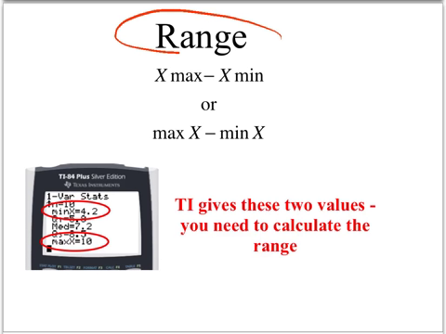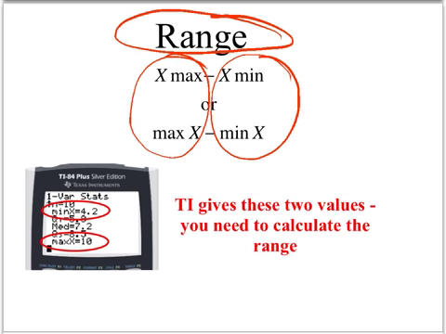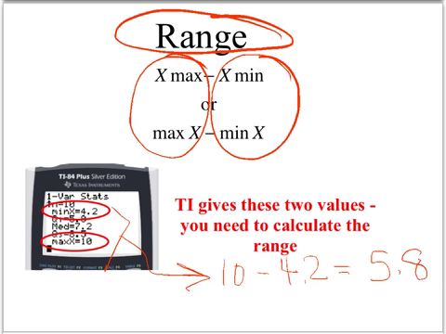So the range is one measure, as mentioned before, of the variation or amount of spread in a data set. You calculate the range by simply taking the largest data value, which can be indicated by x max or max x, and subtracting from that the smallest data value, x min or min x. In 1-var stats, the TI calculator gives you those two values. So when you're looking at your 1-var stats, you search for those two, min x and max x, and just subtract them. And so the range of this data set would be 10 minus 4.2, which is 5.8. So that's the range.